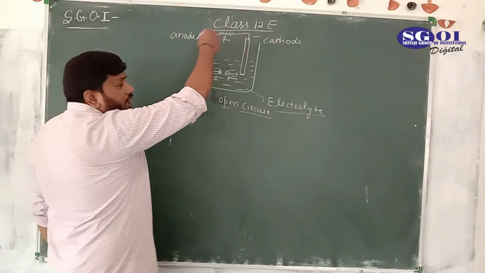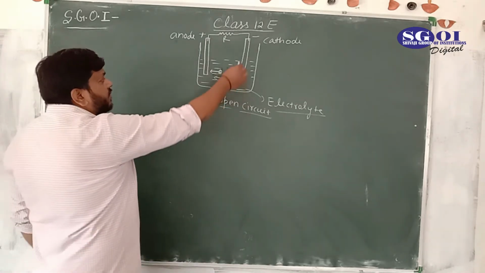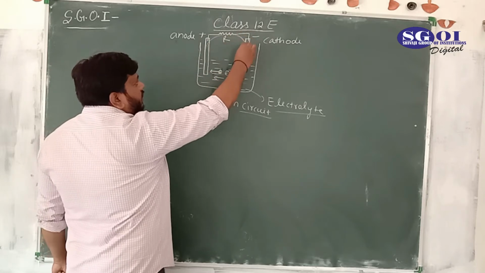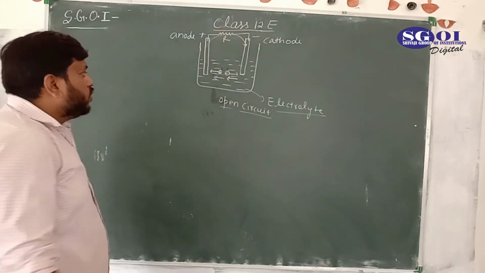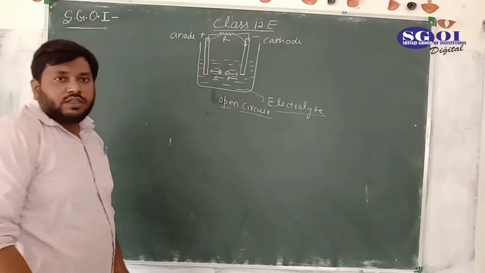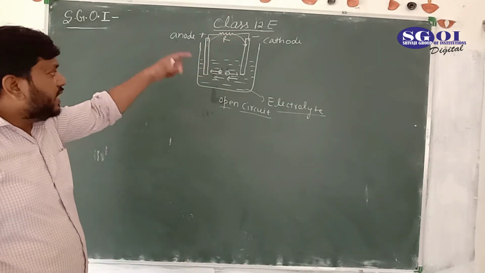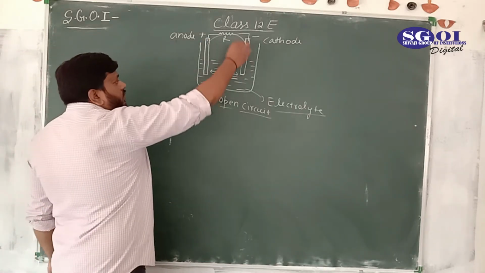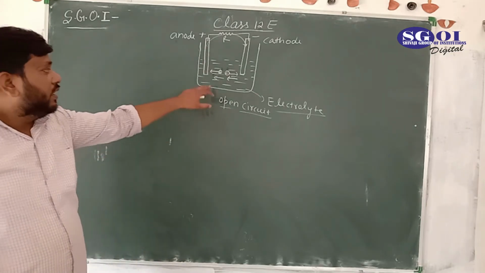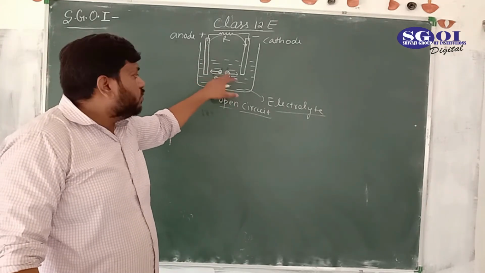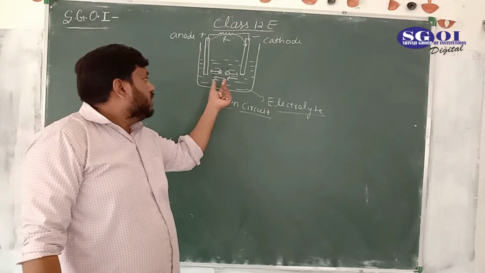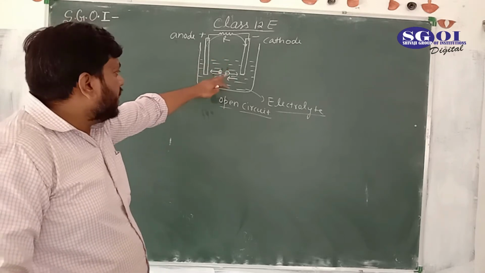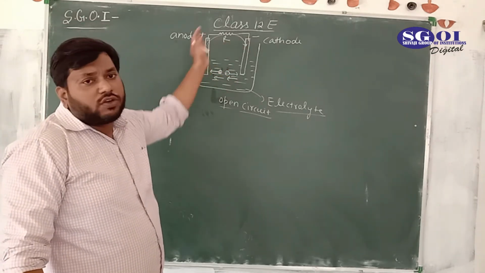Now, outside the cell, you are seeing electrons moving in this direction. It means the current is moving from here to here. So in the whole circuit, inside the cell and outside the cell, the direction of the current is the same. But inside the cell there is no motion of electrons; ions are moving. So inside the cell ions are continuously moving, and outside the cell electrons are moving.